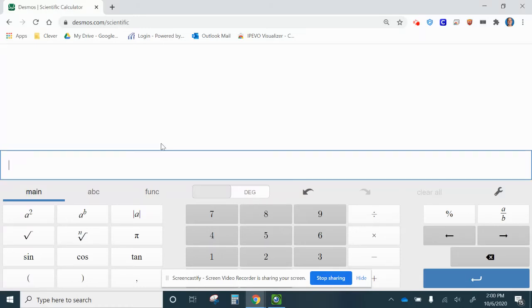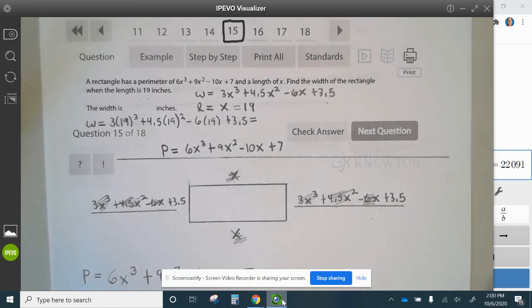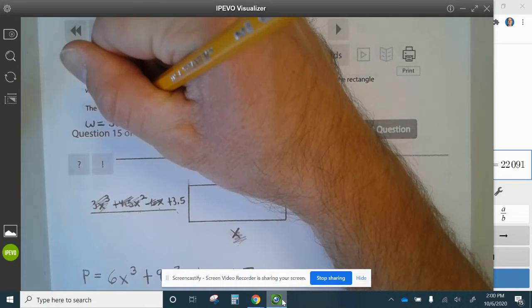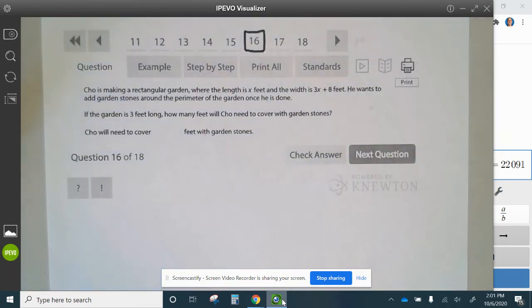All right. So now we have 3 parentheses 19 cubed plus 4.5 parentheses 19 squared minus 6 times 19 plus 3.5. So the width is 22,091. Okay? All right, so go ahead and finish up number 15. And let's take a look at number 16.